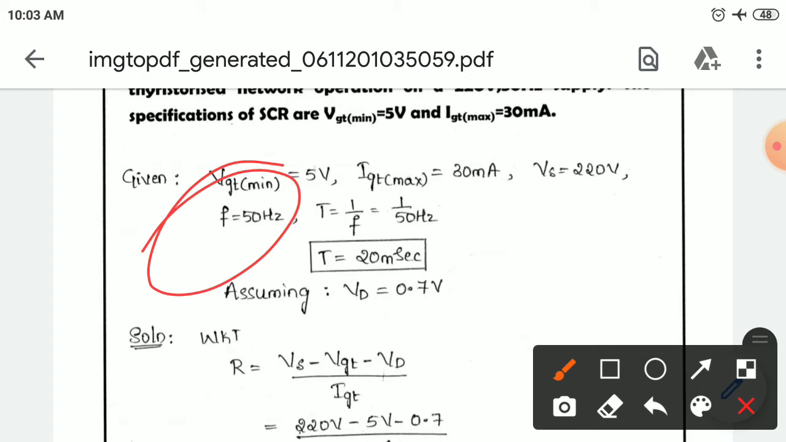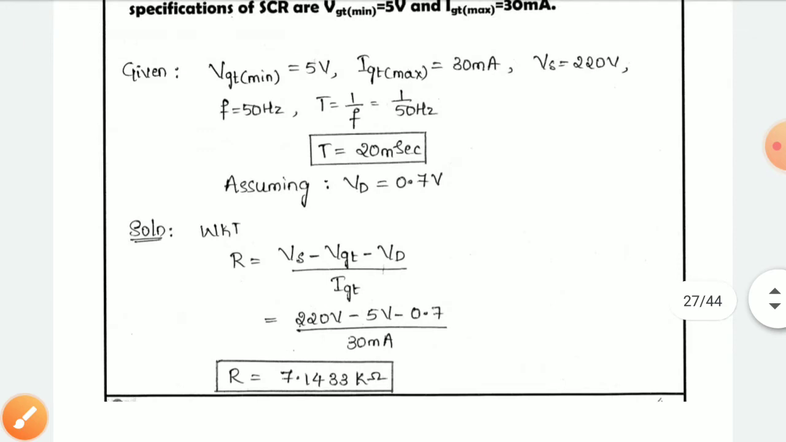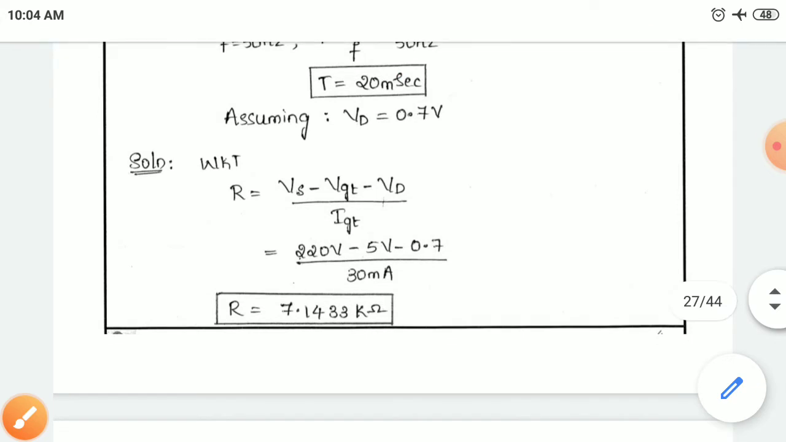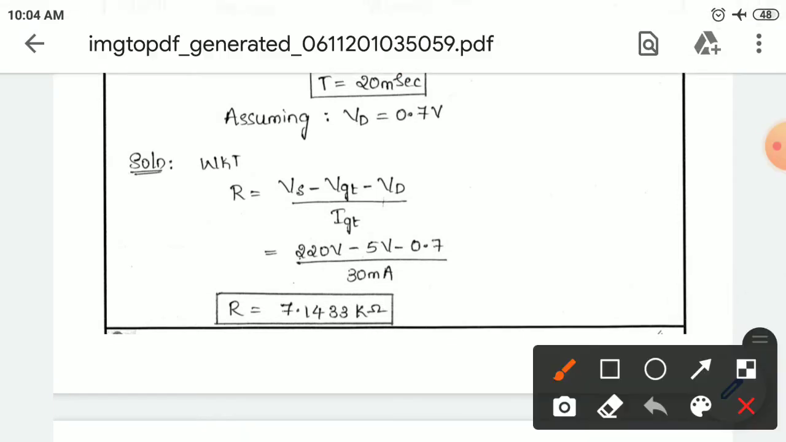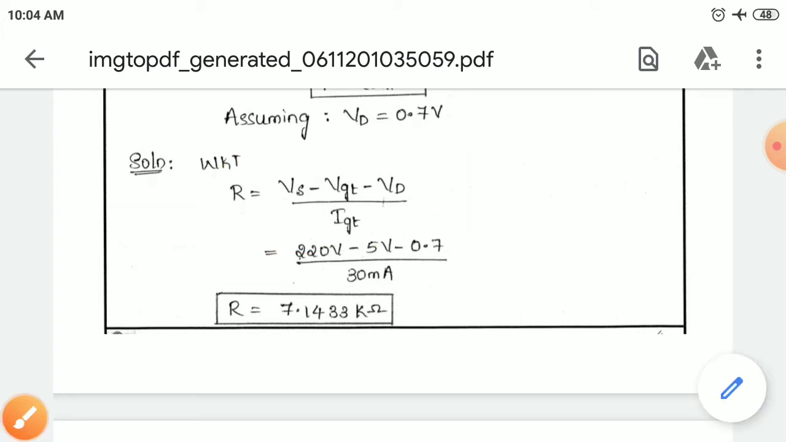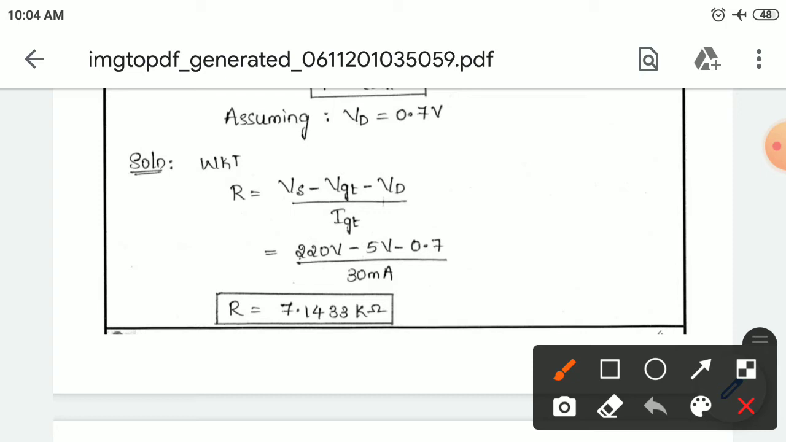From this you calculate T. So 1 by F, T is equal to 20 milliseconds. Assume VD is 0.7 volts. If the value of the diode drop is given, no problem. If it is not given, just assume a 0.7 volt diode drop, you know that. Once again, applying KVL, you now calculate R here. R is equal to Vs minus Vgt minus Vd divided by Igt. This is the formula to calculate the resistance in the case of R firing. So just remember this formula.